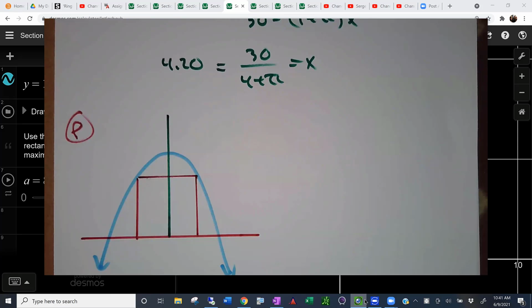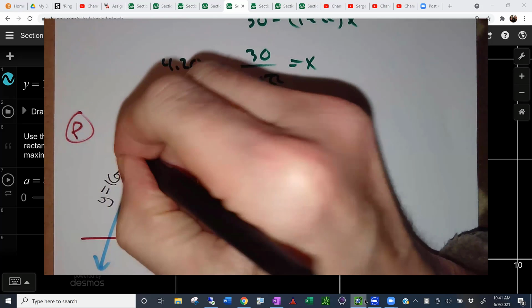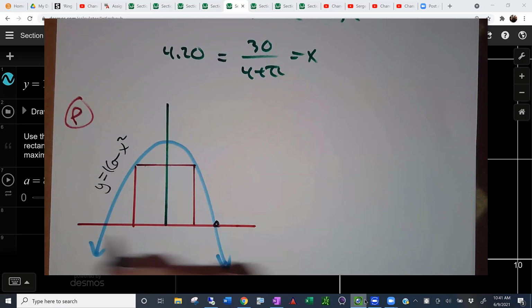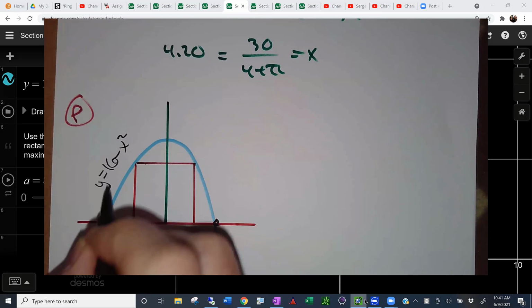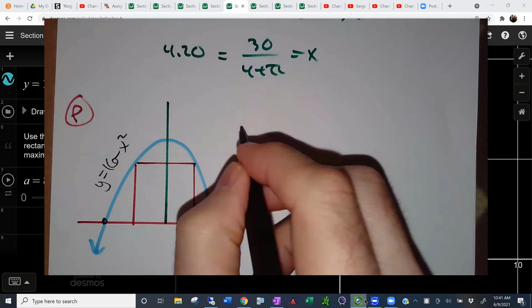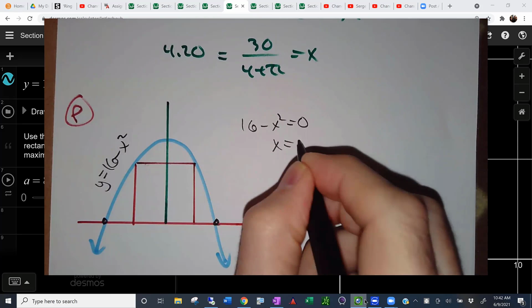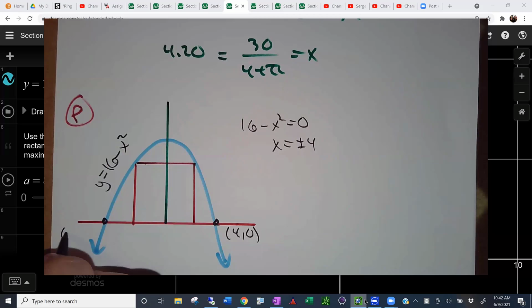Well, let's think a little bit harder on this one. I probably should write down that this is the parabola 16 minus x squared. That makes these points easy to determine. That's going to be when the y value is 0. 16 minus x squared equals 0 when x equals plus or minus 4. So 4, 0, and negative 4, 0.